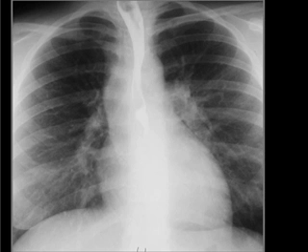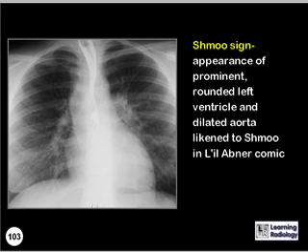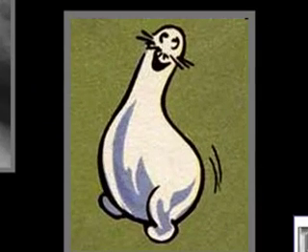What is the descriptive term for this appearance? This has been referred to as the Schmoo sign, which is the appearance of the prominent rounded left ventricle and the dilated aorta, and it's called that because it's likened to a comic strip character in a Li'l Abner comic called the Schmoo, of which there's a picture shown here.